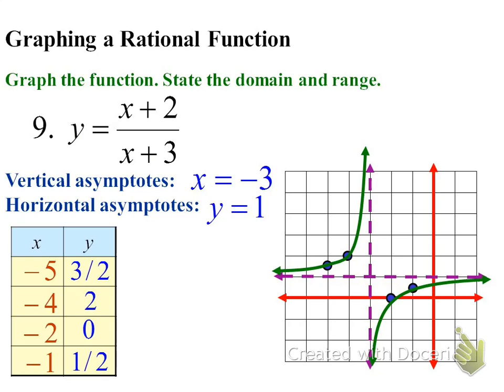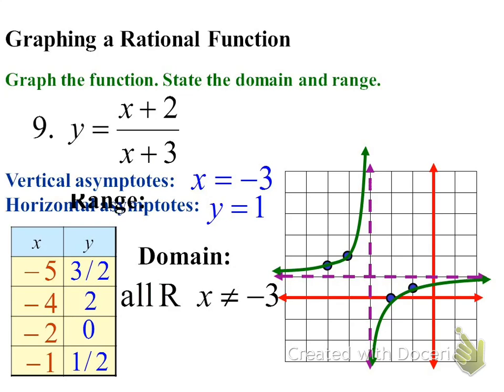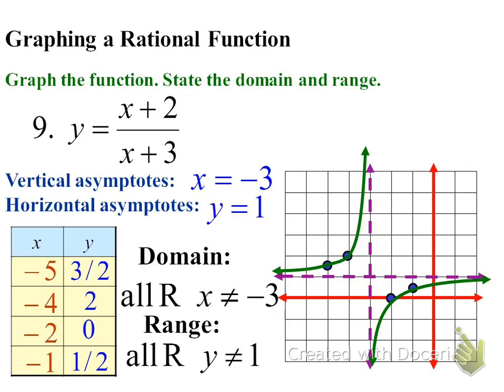Your domain will be all real numbers except negative 3. Your range will be all real numbers except one. Good. All right, I'll give you guys some time to catch up. And then we'll do our last example.